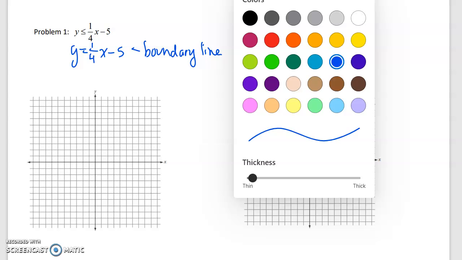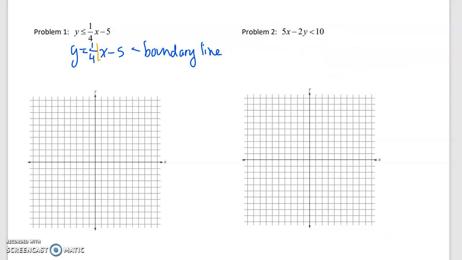In this case, I have the slope, which is 1/4, and the y-intercept, which is -5. So I'm going to start at -5, and then 1/4 means to go up 1 and right 4. And I have a couple points. Because my inequality is less than or equal to, this is going to translate into a solid boundary line. So I'm going to go ahead and draw a solid line there.